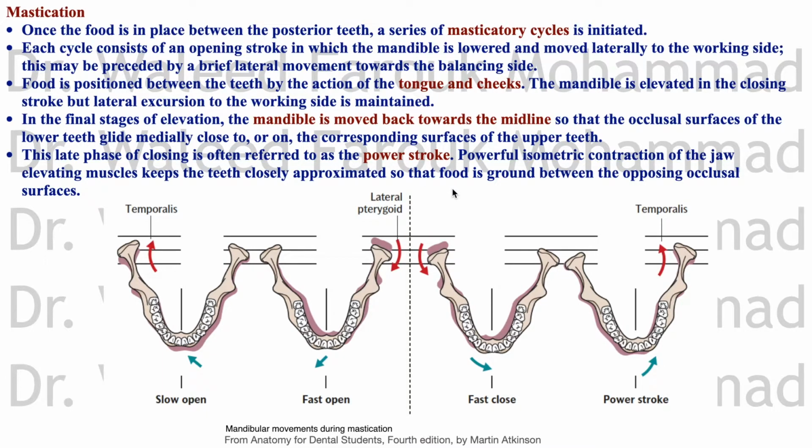Powerful isometric contraction of the jaw elevating muscles keeps the teeth closely approximated so that food is ground between the opposite occlusal surfaces. Here you can notice the action of lateral pterygoid and temporalis.